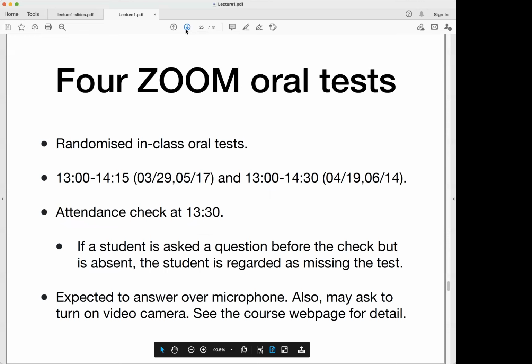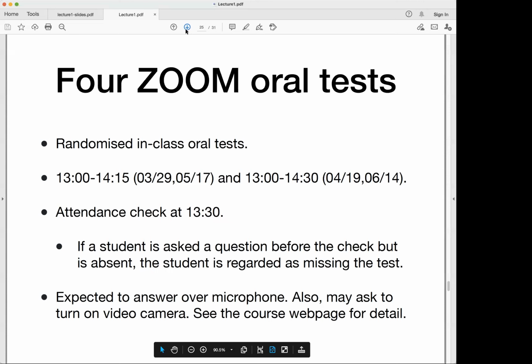These are going to be randomized in-class oral tests. So you attend these oral tests, maybe outside of the exam period. The tests go from 1 p.m. to 2:15. During the exam periods, it's going to go from 1 p.m. to 2:30. And I randomly pick students, and then I will ask questions to those students.